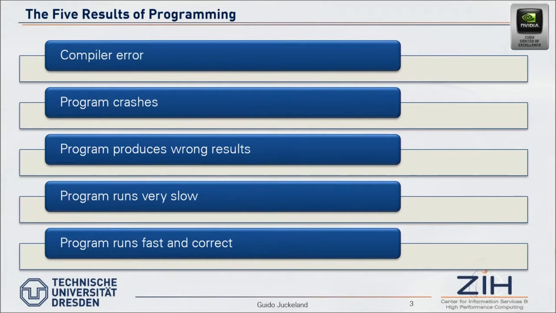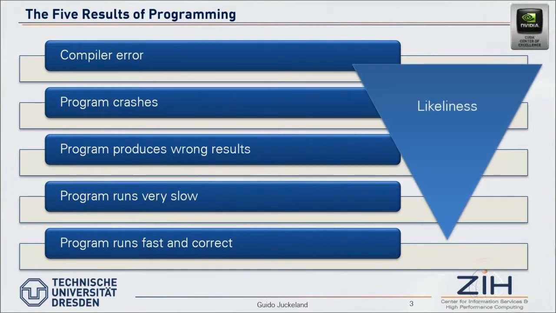Then when you're programming, there are typically 5 results you get. First, you get compiler errors, which is what happens to me all the time. Then your program crashes. Number 3, the program produces wrong results. Number 4, the program runs and the results are correct, it's just painfully slow, and you have no idea why. And then number 5, the program runs fast and correct. The unfortunate thing is that the likelihood goes in this direction. So to help you get to the point where you want to be, which is down there, performance tools can help.